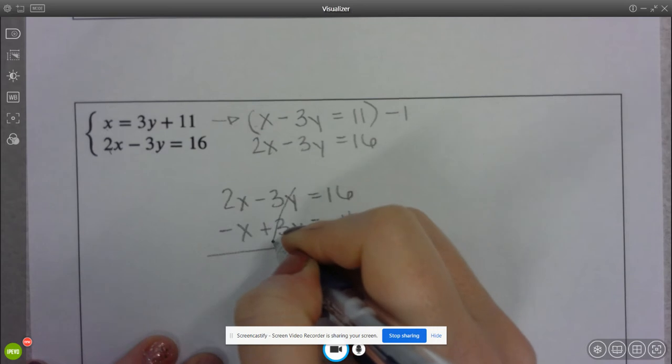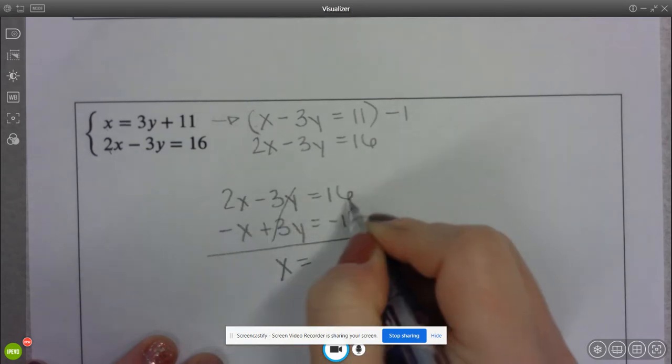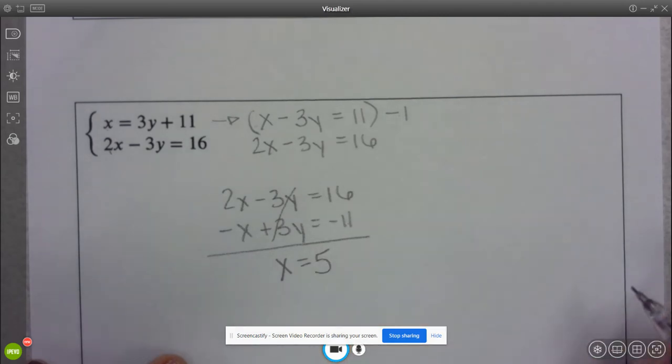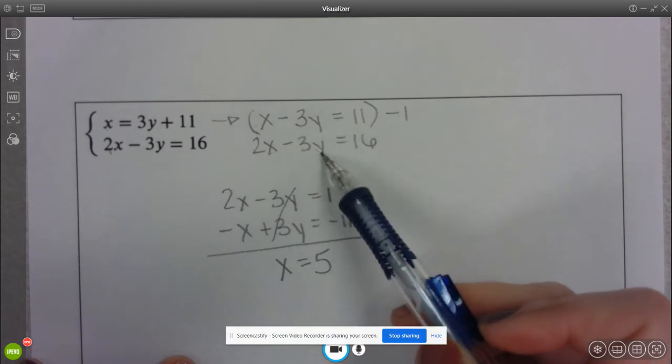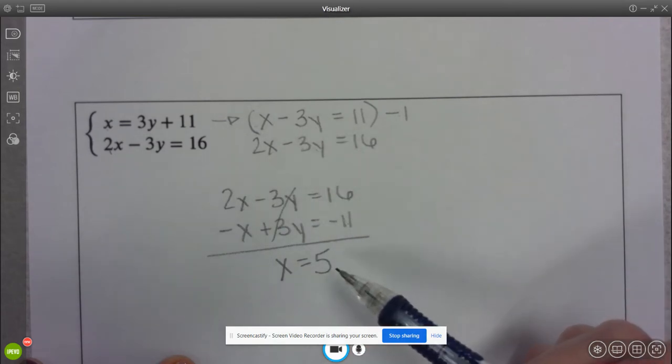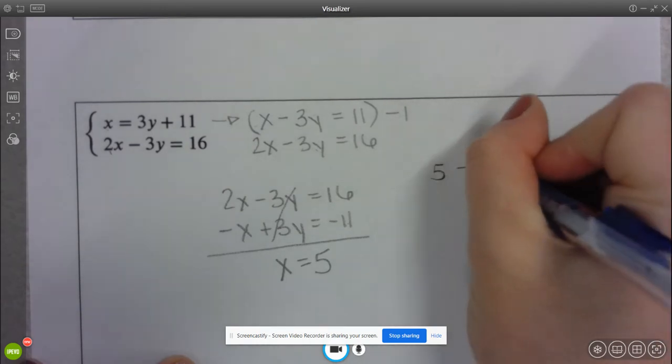These are going to create 0. 2x minus x leaves me with just x. 16 minus 11 gives me 5. So now I can choose either one of these equations and substitute x in. So I'm just going to use the first one.